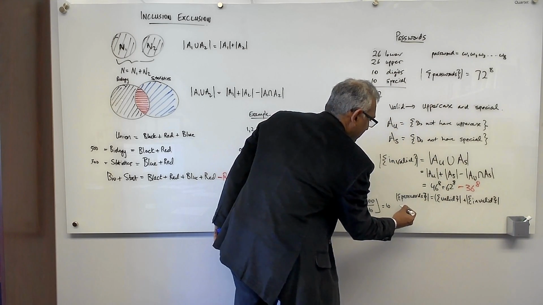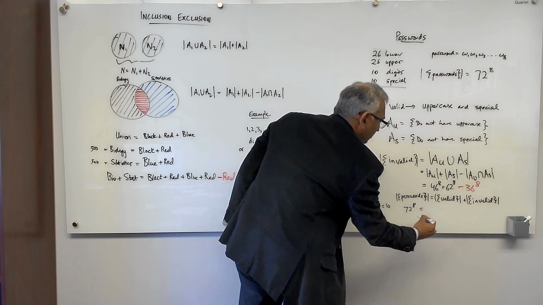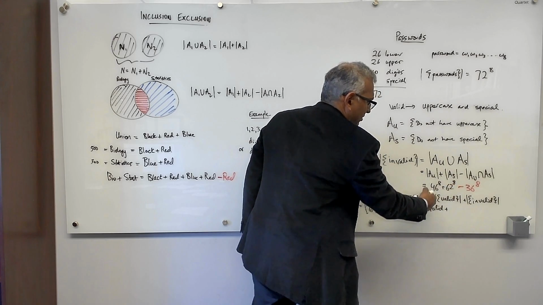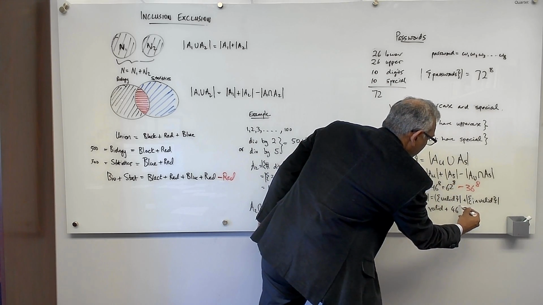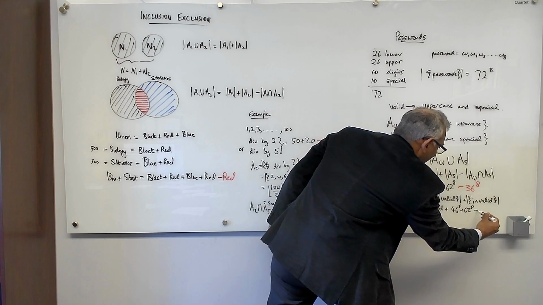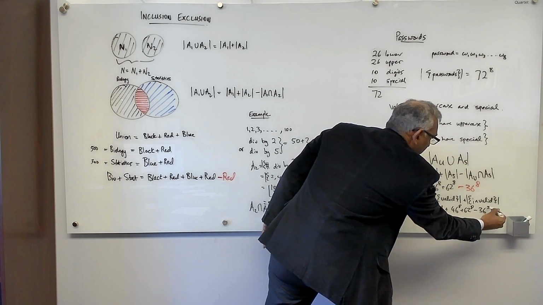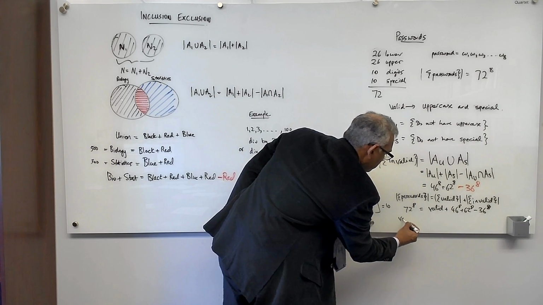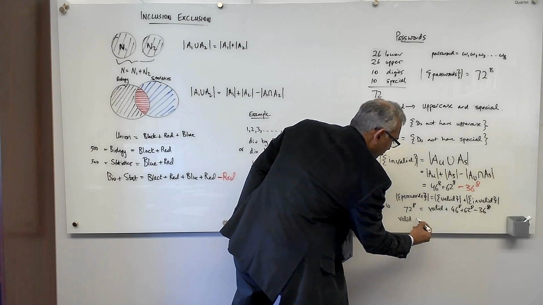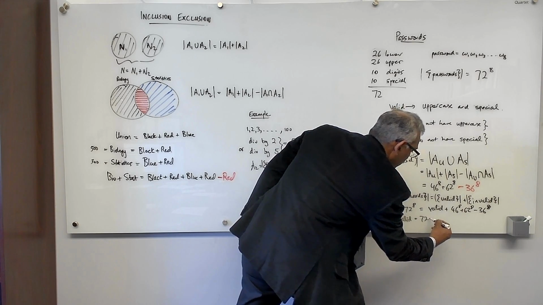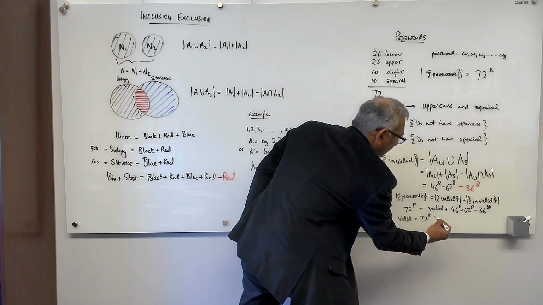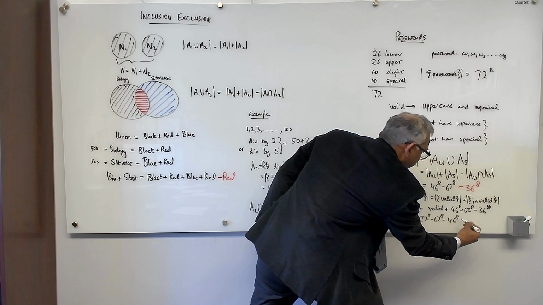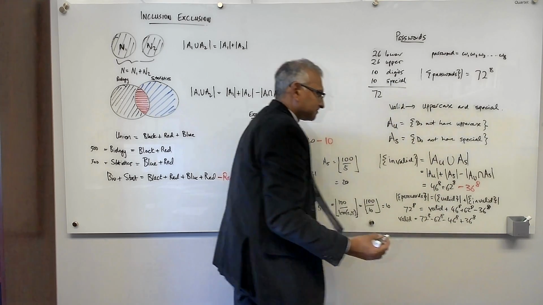Okay, and so this here is 72 to the 8 is equal to the valid plus the invalid, which is 46 to the 8 plus 62 to the 8 minus 36 to the 8. Okay, so the number of valid passwords is equal to 72 to the 8, okay, minus 62 to the 8 minus 46 to the 8 plus 36 to the 8.